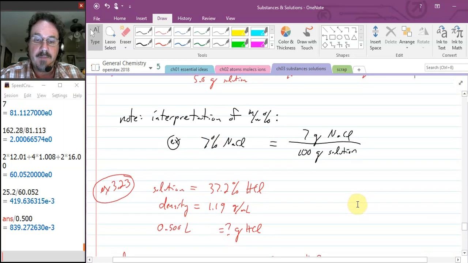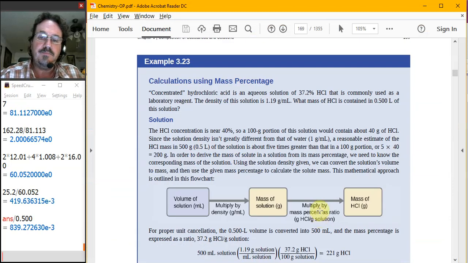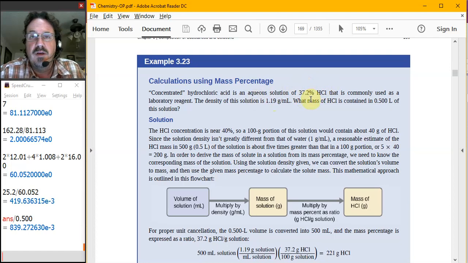Okay. Let's look at 323 to see how that might actually work. Here it says concentrated hydrochloric acid is an aqueous solution. So in other words, it's HCl, hydrochloric acid, in an aqueous solution, so in water. You've got HCl dissolved in water. And they're telling me it's 37.2%. That's its concentration. You know what? If they don't give you exactly anything else, if they just say it's percent, then they mean mass by mass, or sometimes called weight by weight, that kind of idea.